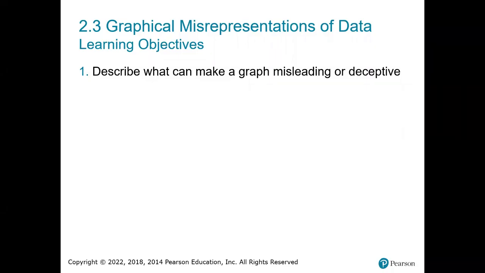All right, so this is section 2.3, where we're going to look at misleading graphs or misrepresentations of data. This section is going to talk about bad graphs. What makes a graph good versus bad? And then we're going to look at some examples of bad graphs and how we can make them better.